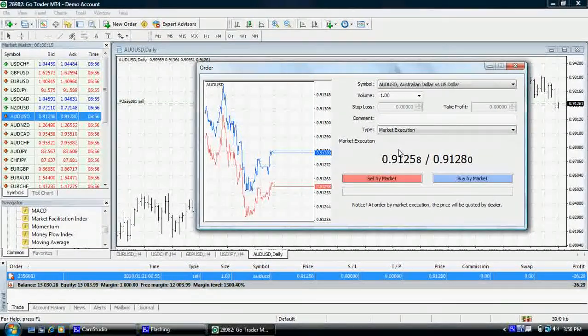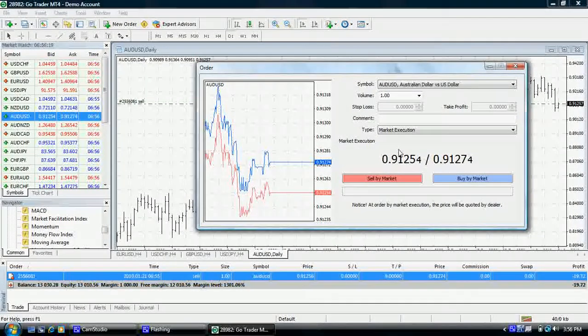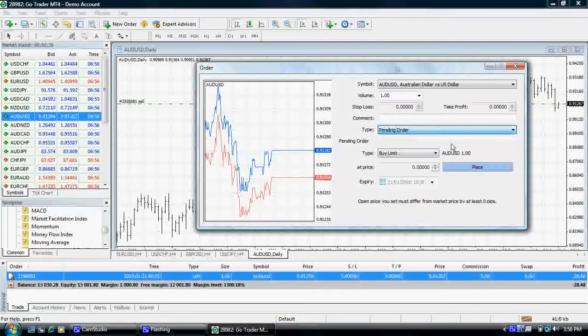In this example, I would like to buy one standard contract of the Australian dollar against the US dollar, paying no more than 91.10 or 91.1 US cents. Ensure pending order is selected. Enter your desired volume. Enter the price you wish to buy at. In this example, I would like to buy at 91.10.